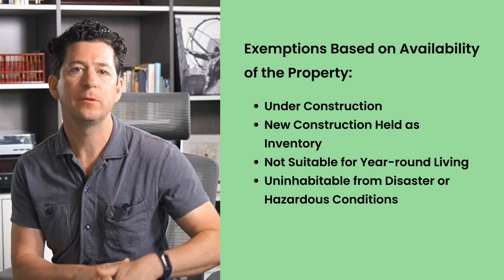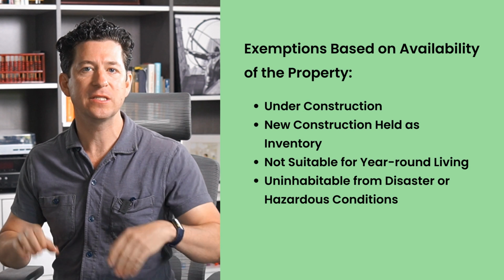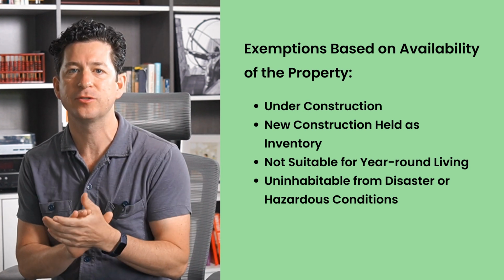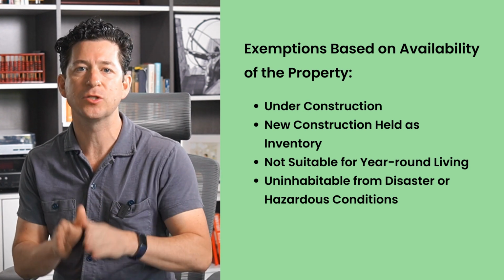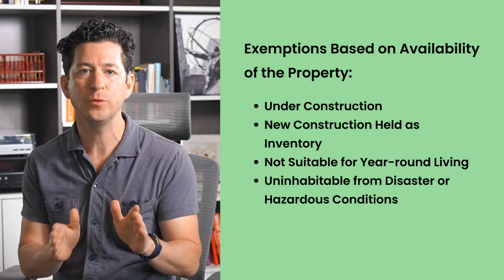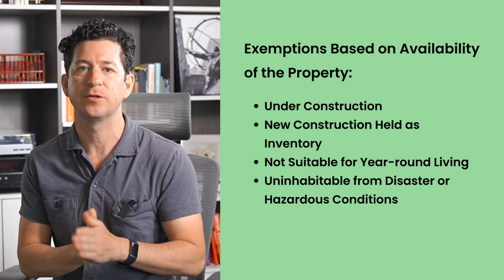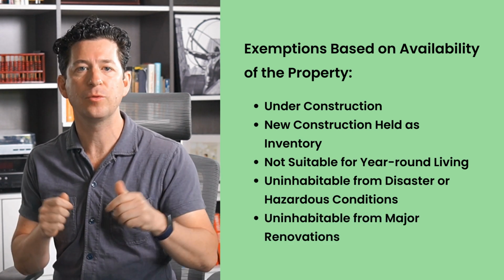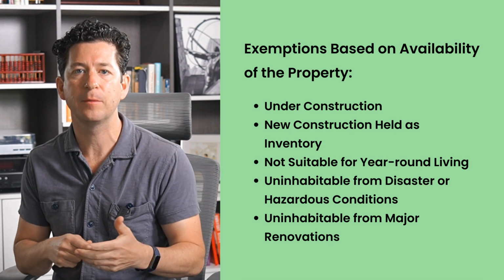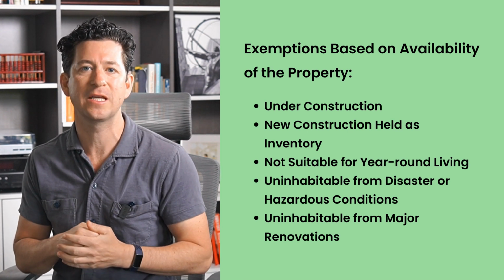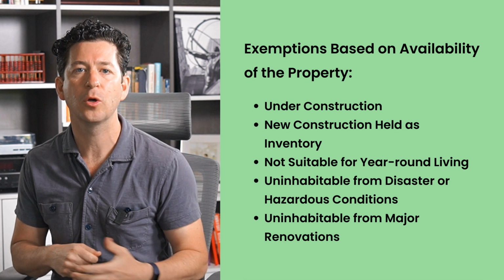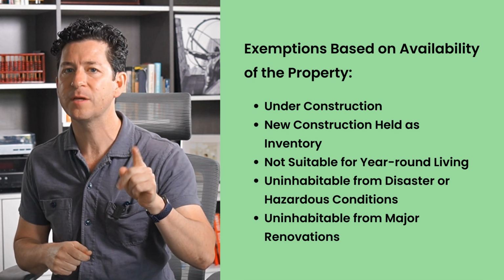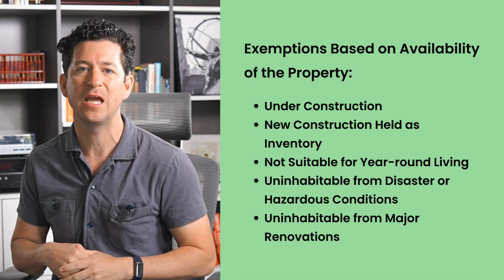Properties that are uninhabitable at least 60 continuous days in the year due to disaster or hazardous conditions. This exemption is only available to a maximum of 2 years in respect to the same disaster. Uninhabitable from major renovations: properties that are uninhabitable for at least 120 consecutive days in the year due to ongoing major renovations. Now, this exemption is only available once every 10 years.